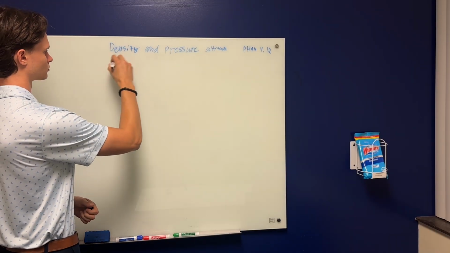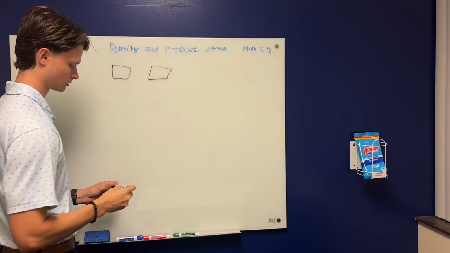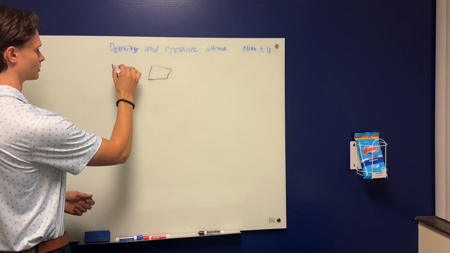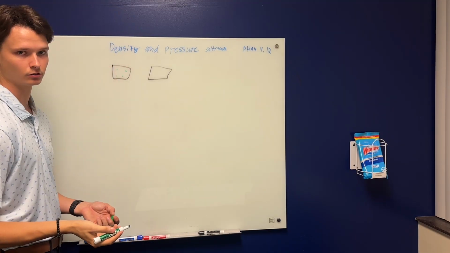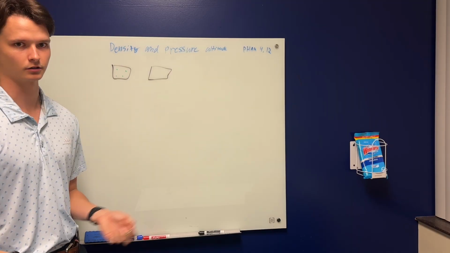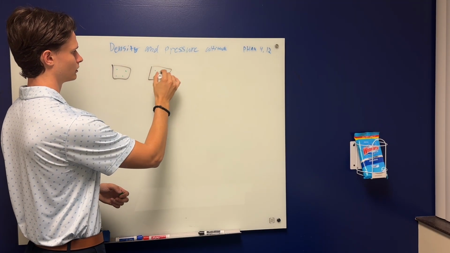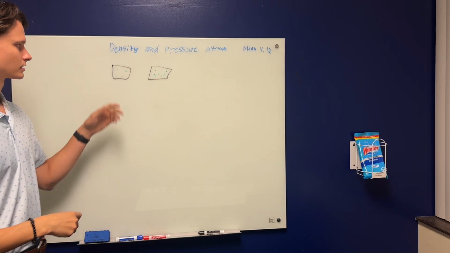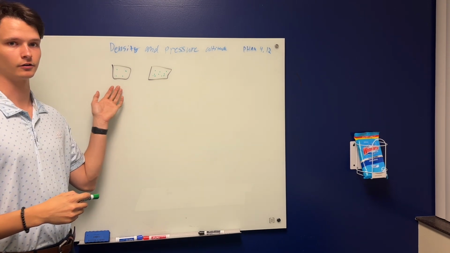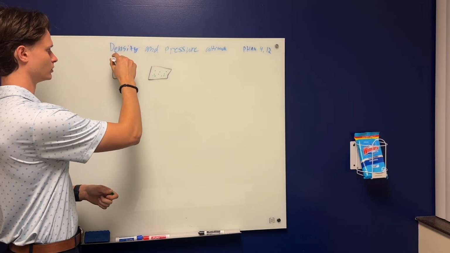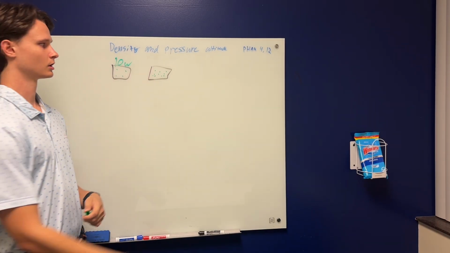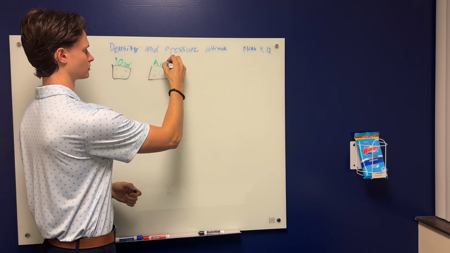So if we draw a little square up here, we'll have two different scenarios. We can have a scenario where there's very few molecules in an area, so maybe like 4, and then a scenario where we have a lot of molecules distributed in that same area. In the case where there are very few molecules, that's going to be a low density. In the case where there's a lot of molecules, that's going to be high density.